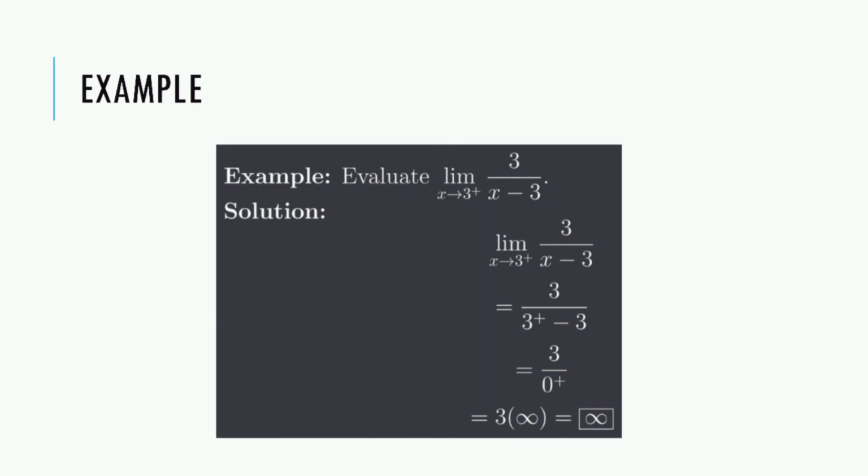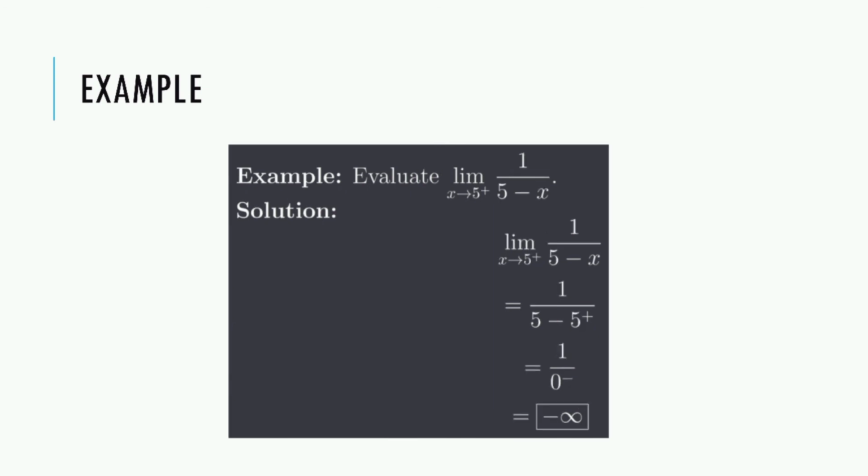Another example, let's evaluate the limit of 1 over 5 minus x as x approaches 5 from the right. Do the same, plug in the 5 from the right, substitute. We'll have 1 all over 5 minus 5 from the right. Do arithmetic, then we'll have 1 all over 0 from the left. Since we know that 1 over 0 from the left is equal to negative infinity, then the limit of the said function is equal to negative infinity.